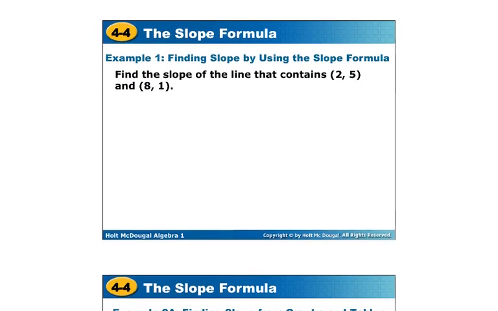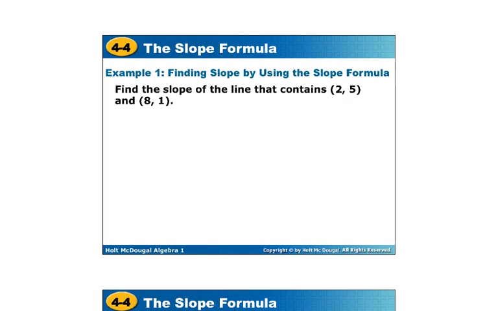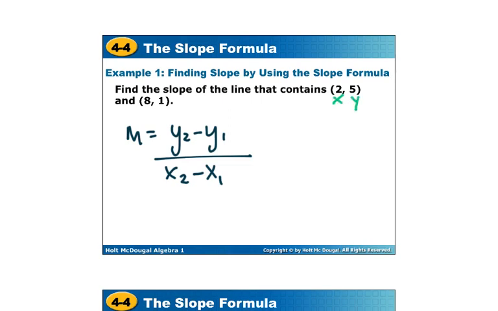So here we are. They want you to find the slope by using the slope formula. So our slope formula again says that we have y2, take away y1, and all of that is in a fraction with x2 and x1. Now to help myself out, I always go ahead and label. So this first point is an x and a y. Second point is an x and a y. And then I'm going to put little 1's here and little 2's here.